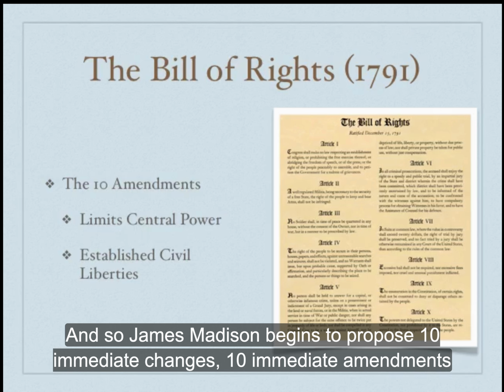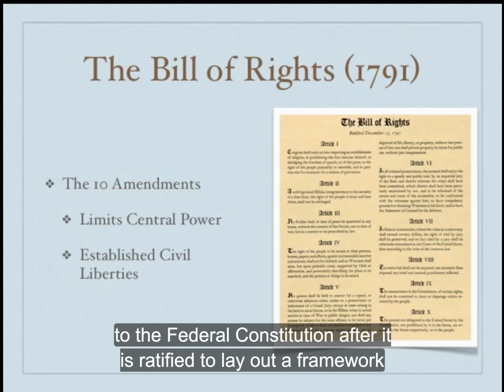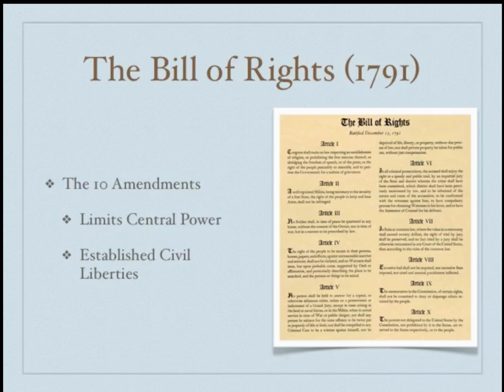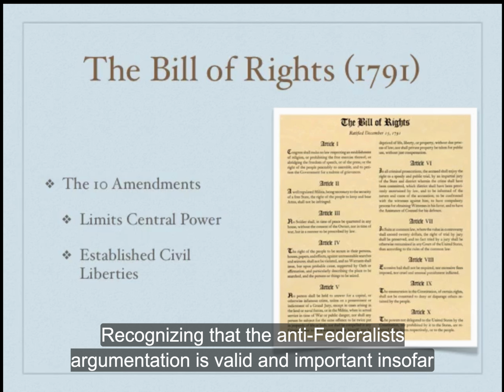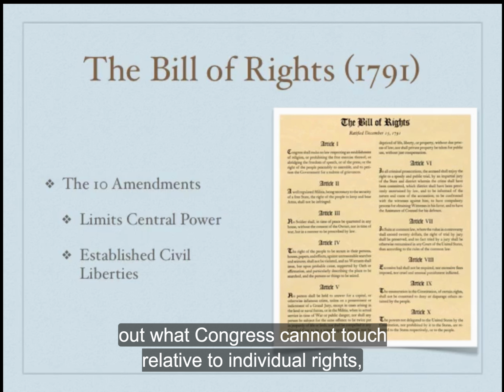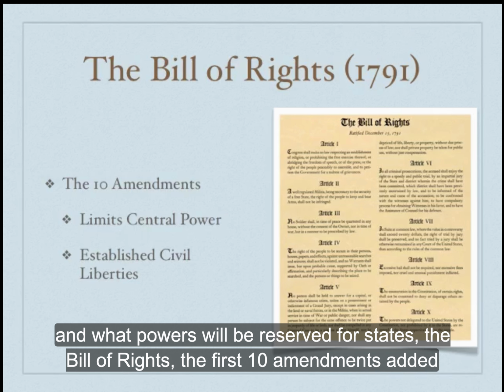And so James Madison begins to propose 10 immediate changes, 10 immediate amendments to the federal Constitution after it is ratified, to lay out a framework that will articulate a Bill of Rights for individuals and states, recognizing that the Anti-Federalists' argumentation is valid and important insofar as the Constitution in the first 7 articles does not lay out what Congress cannot touch relative to individual rights and what powers will be reserved for states.